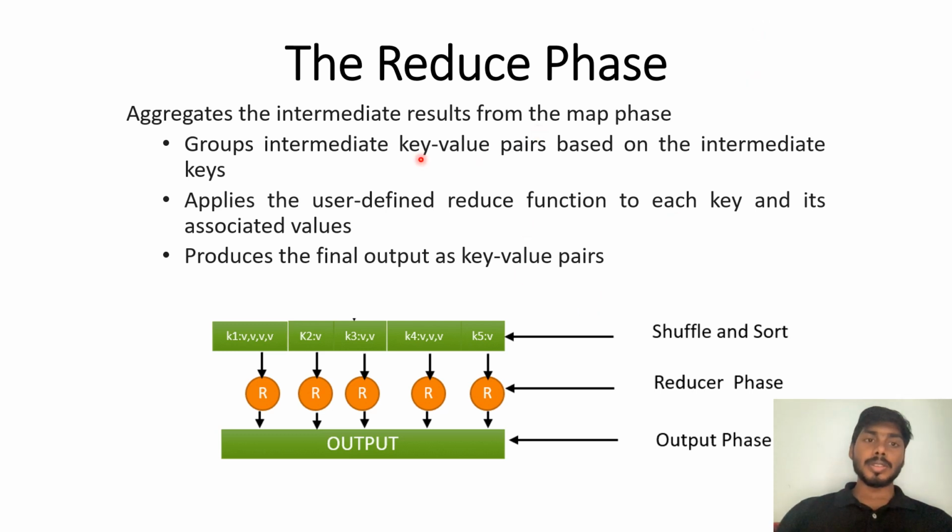In the next phase, that is the reduce phase, the key value pairs generated from the map phase, known as the intermediate key value pairs, are the inputs for the reduce phase. Here it applies the user defined reduce function to the intermediate key value pairs. It produces a final output as a key value pair. The intermediate key value pairs are shuffled and sorted, and then the user defined reduce function is applied to each key and its associated values, to produce a final pair.